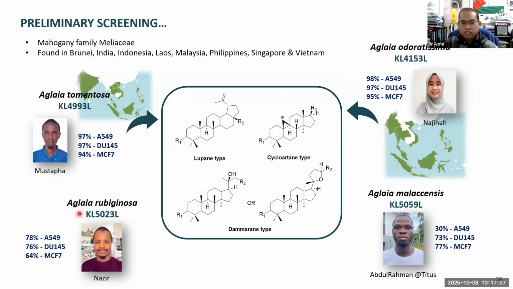He works on Aglaia rubiginosa from Nigeria, and the last one is from Ghana, Aglaia malaccensis.